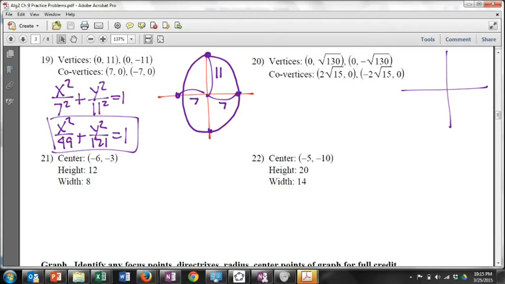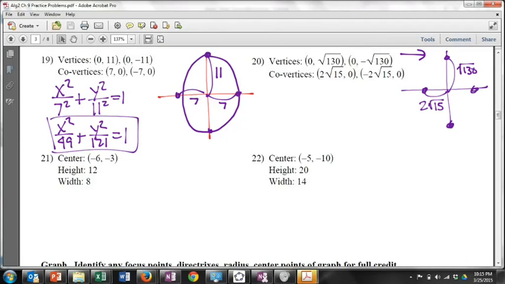Don't let the square root scare you. It will not be too difficult. The height of this is square root of 130. That's from this information here. Those are my 2 points there. Then I have my other 2 points. These are going to be at a distance of 2 root 15.